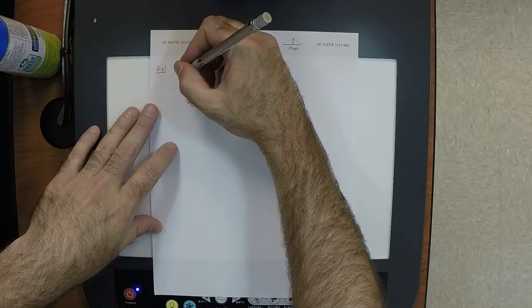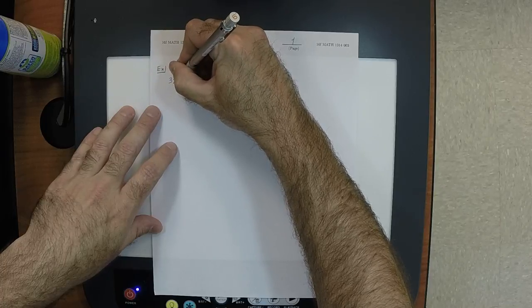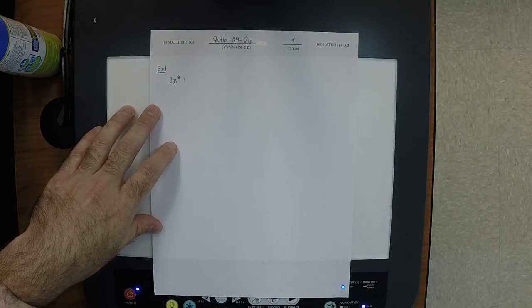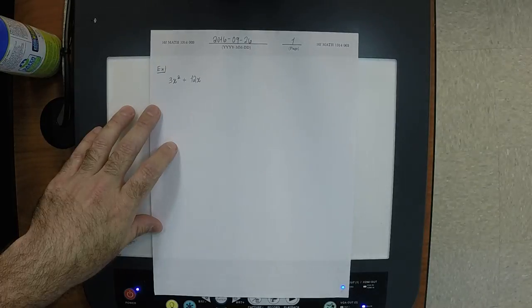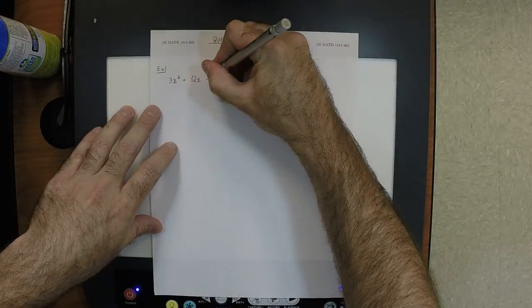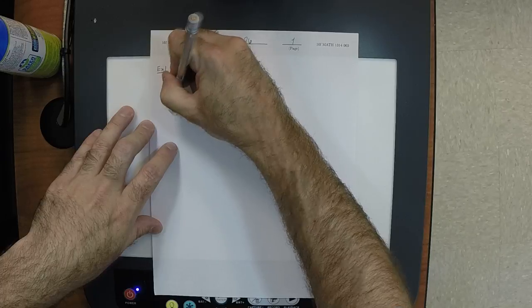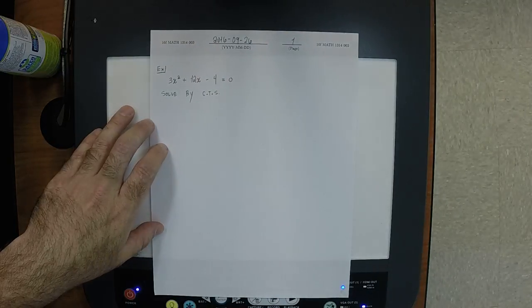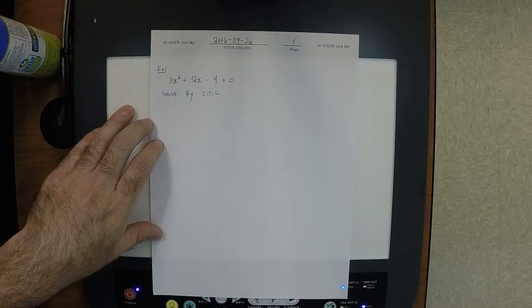So a prototype question would be something like this. Give me a positive integer that's not 1. 3x squared, and then I'll say plus, now I need a number that's divisible by 6. 12 is the first one that I heard, and then I need a negative integer. Okay, so negative 4. And the instruction is: solve by completing the square. Does this satisfy what you wanted? Yes. Okay.